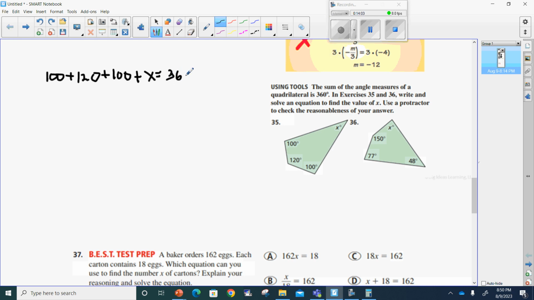Now we can add our like terms. 100 plus 100 is 200. 200 plus 120 is 320. So now we combine our like terms, and it's 320 plus x is going to equal 360. To isolate x, I need to get rid of this number, combine it with the like term on the opposite side, which means I need the opposite of 320, which is negative 320. Whatever I subtract from one side, I subtract from the other. And now we have x is equal to 40, because 360 minus 320 is 40. So x must equal 40 degrees.